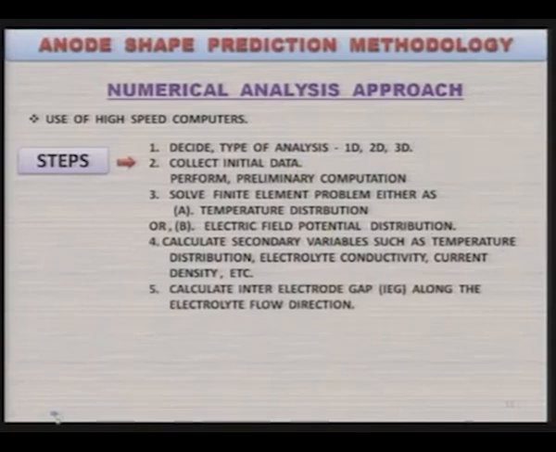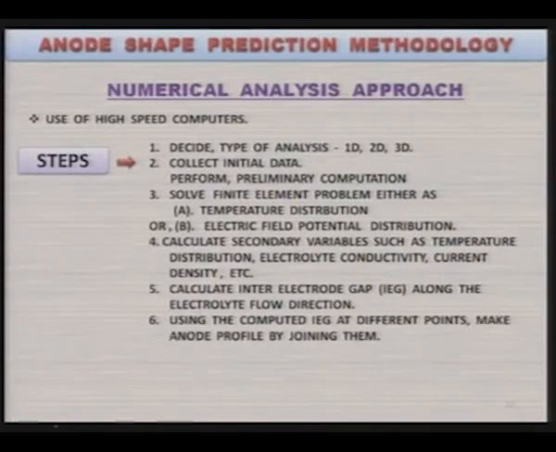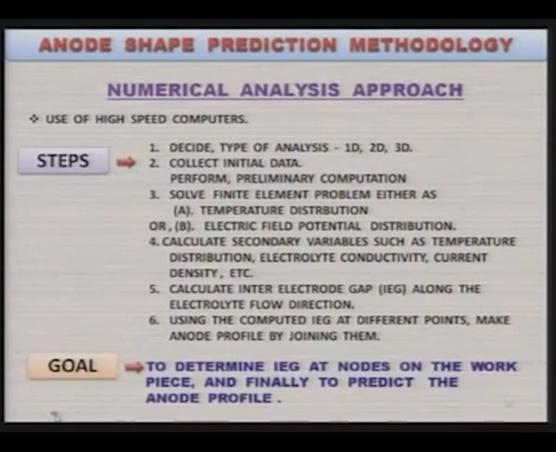Then calculate the interelectrode gap along the electrolyte flow direction, as I have shown in the earlier slide for plain parallel electrode machining, or before that I have shown it for the electrochemical drilling operation. And using the computed interelectrode gap at different points, make the anode profile by joining them appropriately, and that is what you call the anode shape. The goal is to determine the interelectrode gap at different nodes on the workpiece surface, and finally, to predict the profile or the shape and size of the workpiece variation along the electrolyte flow direction.